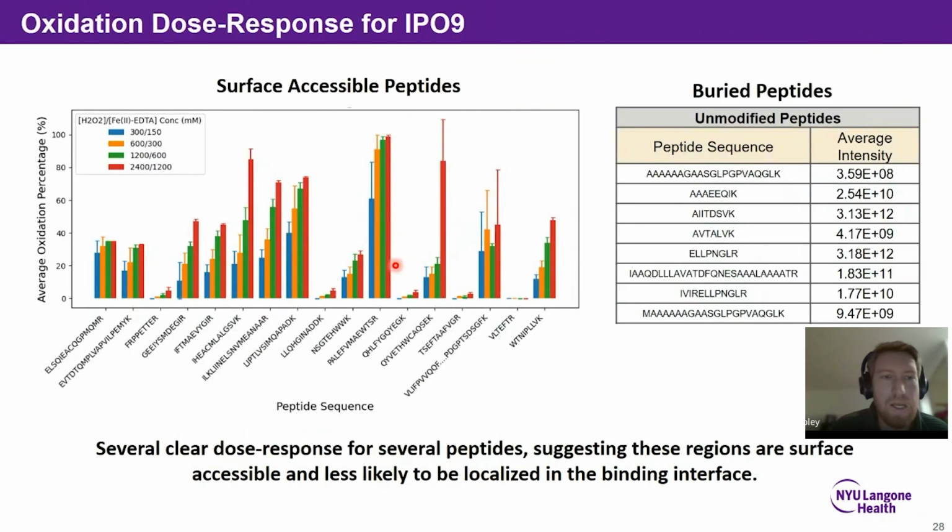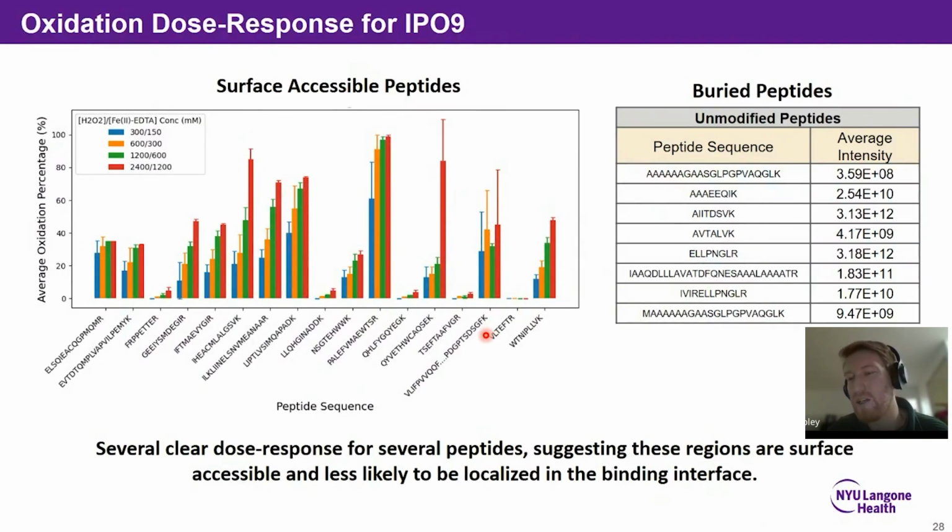So the ending result here is I'm showing a bunch of dose response for particular peptides in the IPO9 protein. What's really nice is that we see several clear dose response curves, which tells us that the integrity of the structure wasn't completely destroyed when we did the footprinting. If the structure was really disrupted prior to footprinting, we would expect dose responses like this here, something not very clear.